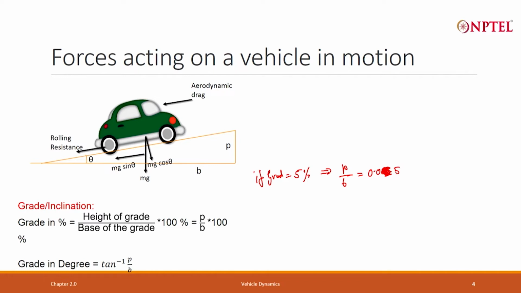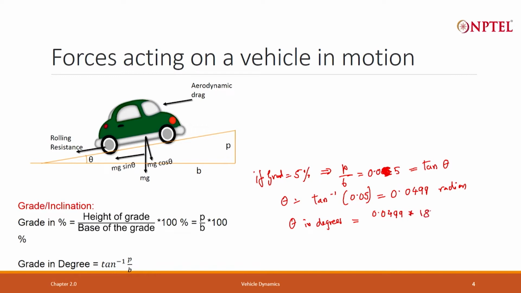If p by b is 0.05, what is the gradient? This is tan theta is p by b. So, this is tangent of theta. So, what is theta equal to? Tan inverse 0.05, and this works out to be very close to 0.0499 radians. So, theta is the same as about 0.05 radians. If I want to convert it to degrees, theta in degrees is equal to 0.0499, that is in radians, multiplied by 180 degrees by pi, and if I do this, this will be approximately 3 degrees.